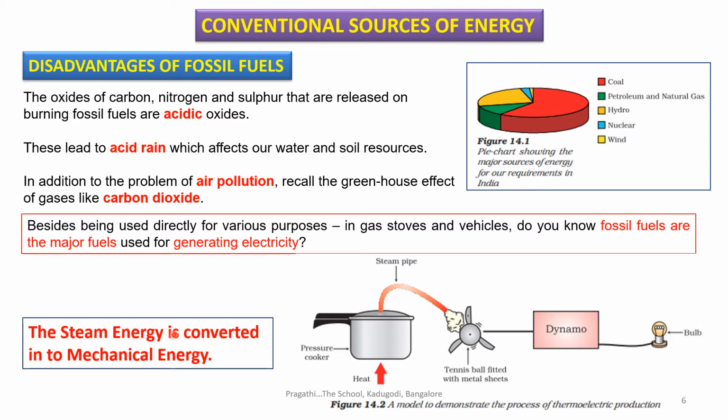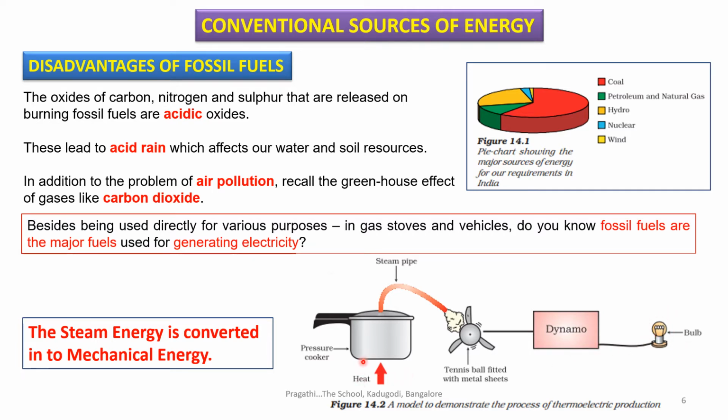See, the steam energy is converted into mechanical energy. How is the steam generated? The steam is generated by boiling the water. How do we boil the water? By using coal, right? By using this conventional source, this perishable source. By using this, we boil the water, the water is converted into steam, and the steam runs the turbine, and the turbine is connected to a dynamo, which is a generator, and it generates the electricity.